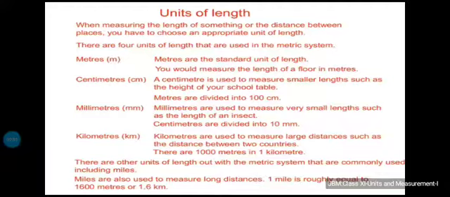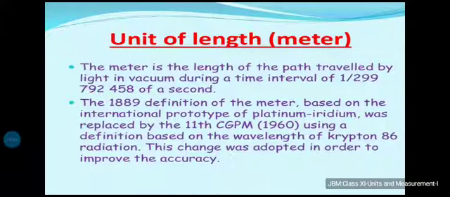Now, apart from these, there are other units of length outside the metric system that are commonly used, including miles, which is used for measuring long distances. So now, how to define the SI unit of length, meter? The meter is the length of the path traveled by light in vacuum during a time interval of 1/299,792,458 of a second. This definition for meter was adopted in 1983.